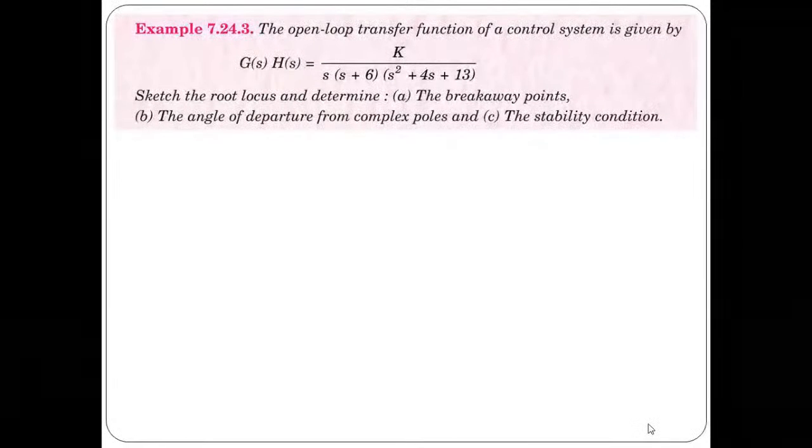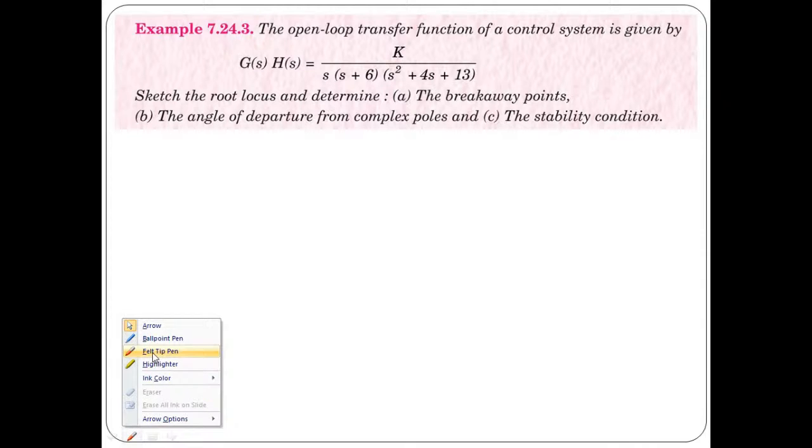In the last lecture, we solved numericals on how to draw the root locus for a given system. And once you have knowledge of how to draw root locus for a system, you can identify the stability of that particular system. So, we solved 2 to 3 numericals on what exactly the root locus technique is.